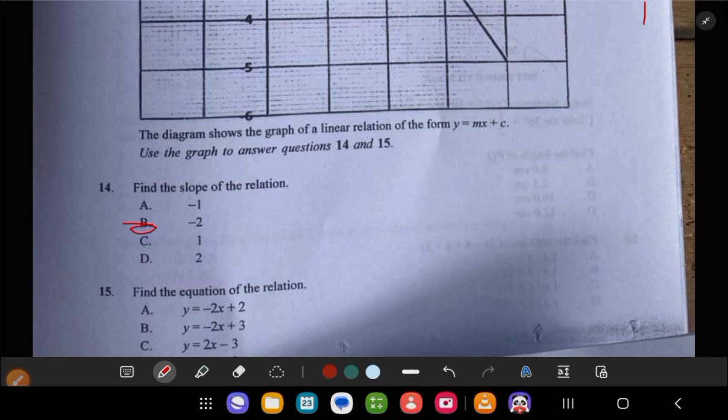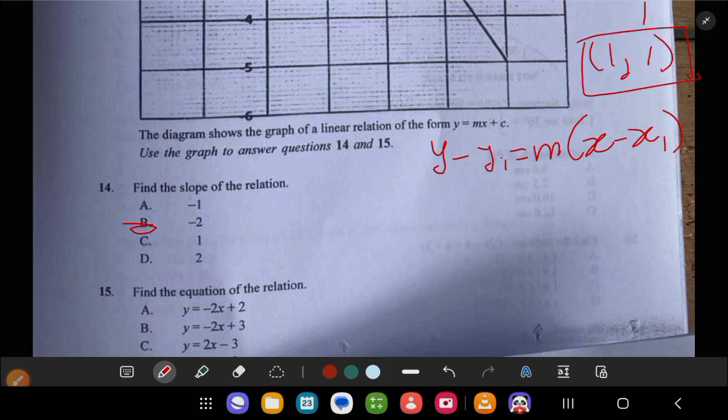So to find the equation of this relation is going to be y minus y1 equal to m bracket open x minus x1. This is a formula to find the equation of a line. And one of our coordinates was 1, 1. You can pick any of the coordinates, either 1, 1 or the 0, 3 that we had. So we have to just substitute into this formula, not forgetting our gradient. Our gradient is negative 2.